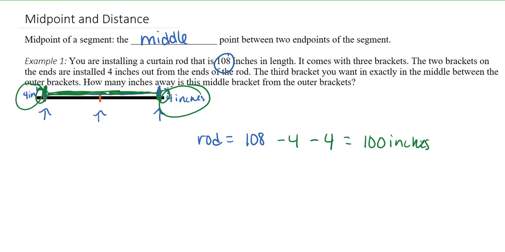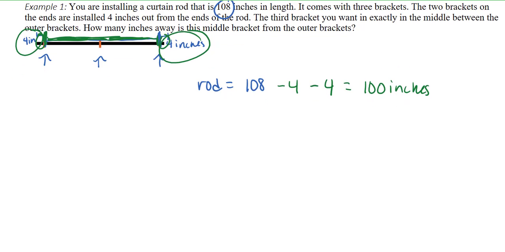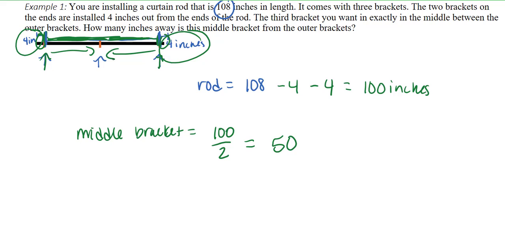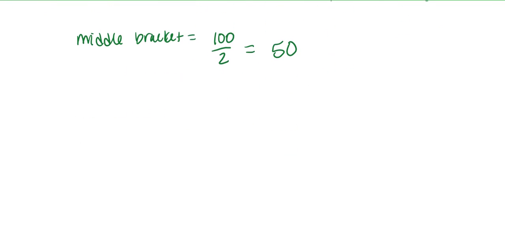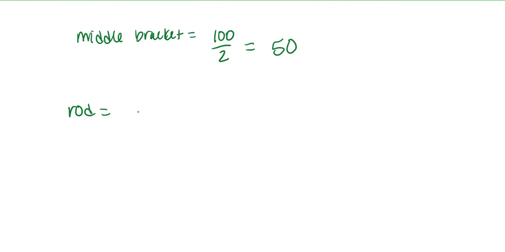Now, if we're trying to figure out where the middle bracket's going to go, all we need to do is divide by 2. So the middle bracket will be 100 divided by 2, which is equal to 50. And that's how we can find it. So if we go 50 inches from both brackets, we get to the middle.